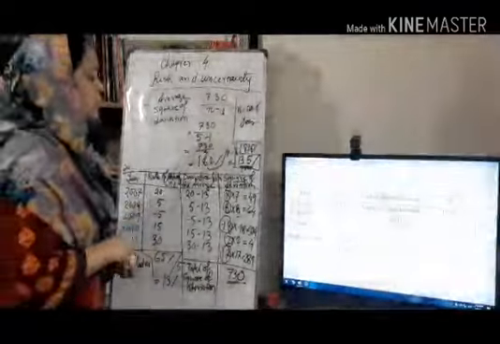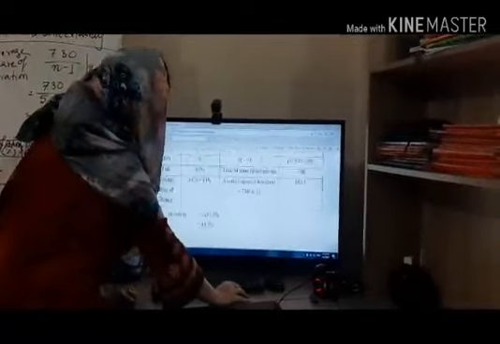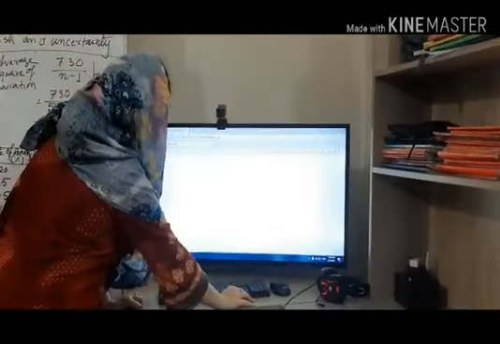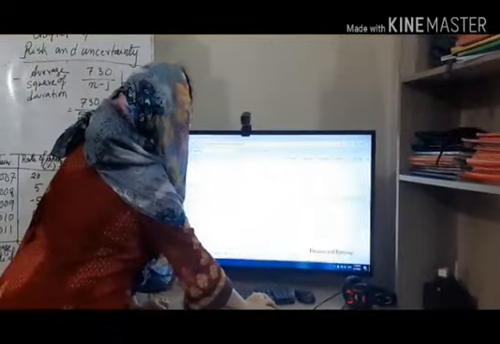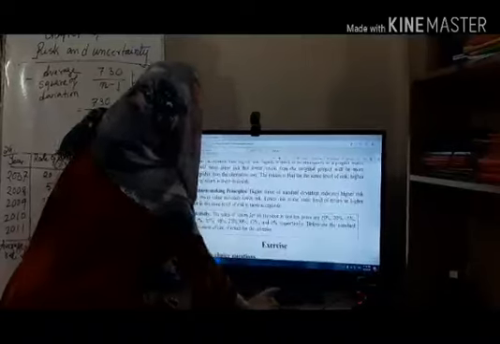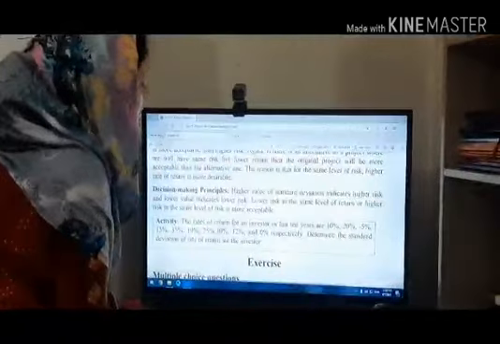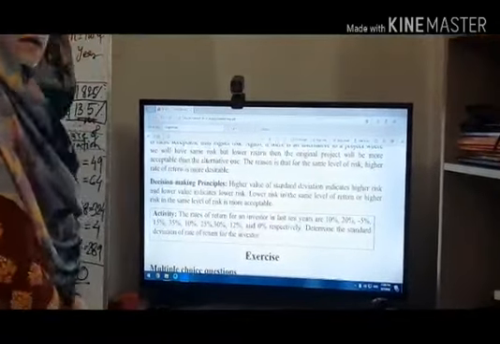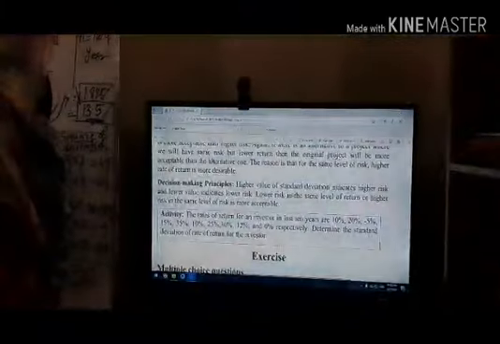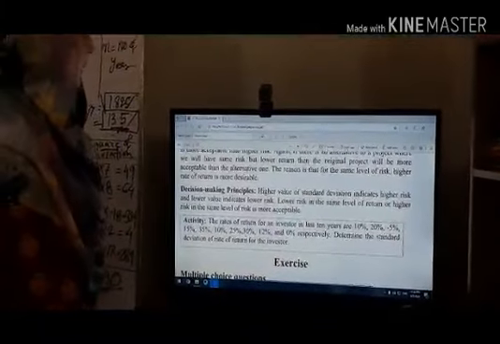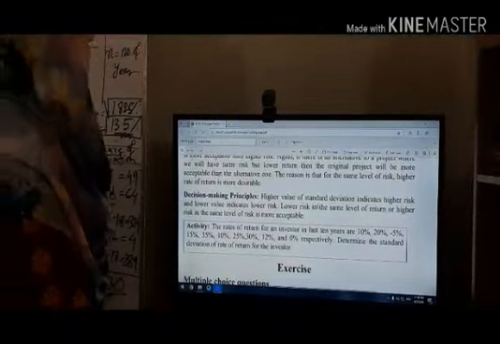You have homework also in your book. Look at here. This is all your book's math, and how to find it out, I already told you. In your book, there is a practice math. This is an activity. The rates of return for an investor in the last 10 years are 10%, 20%, minus 5%, 15%, 35%, 10%, 25%, 30%, 12%, and 0% respectively.